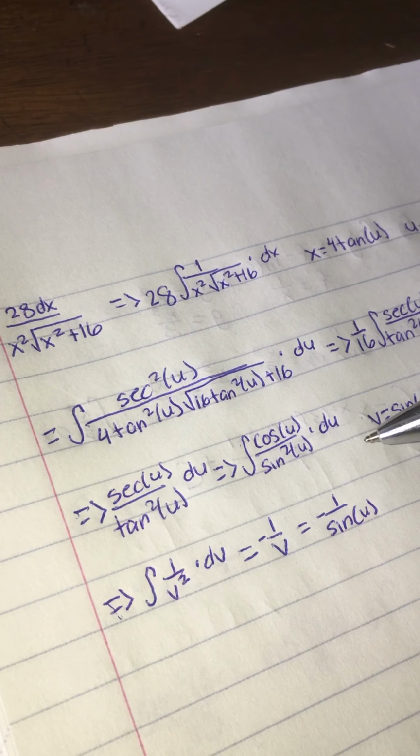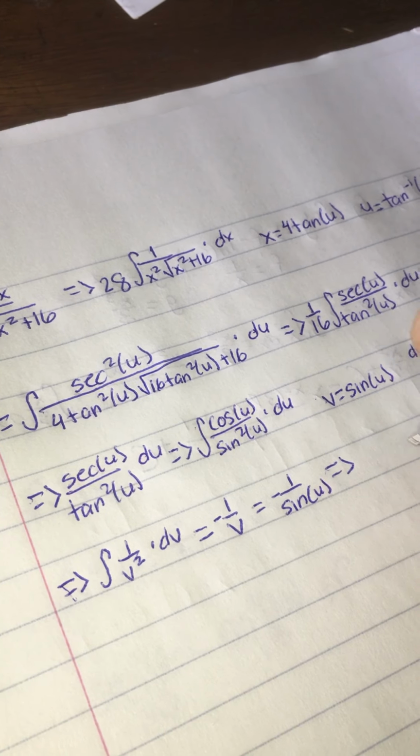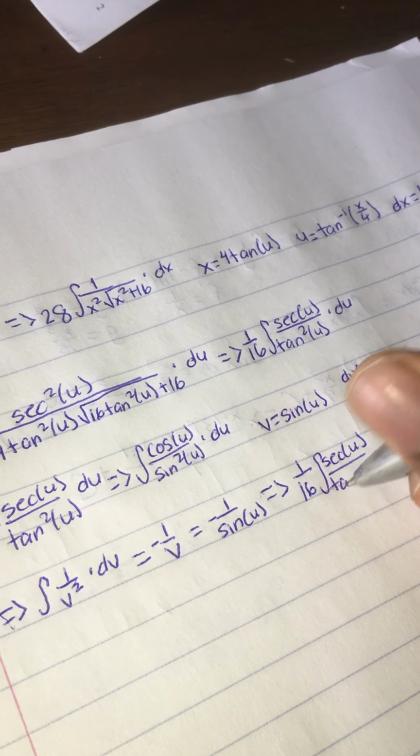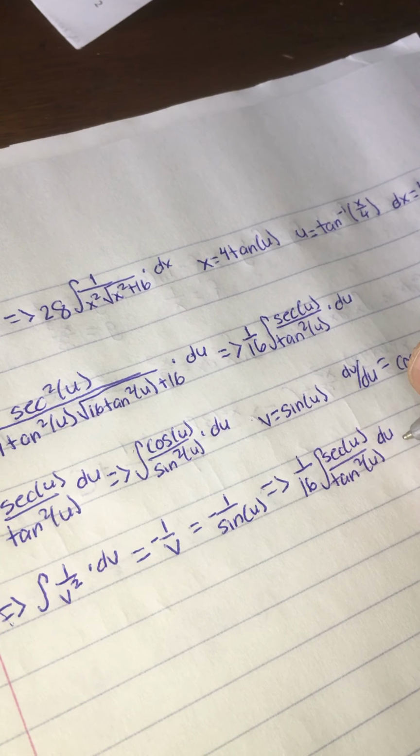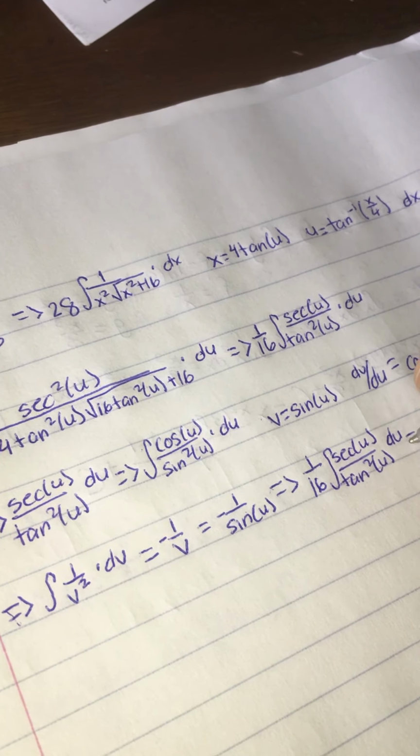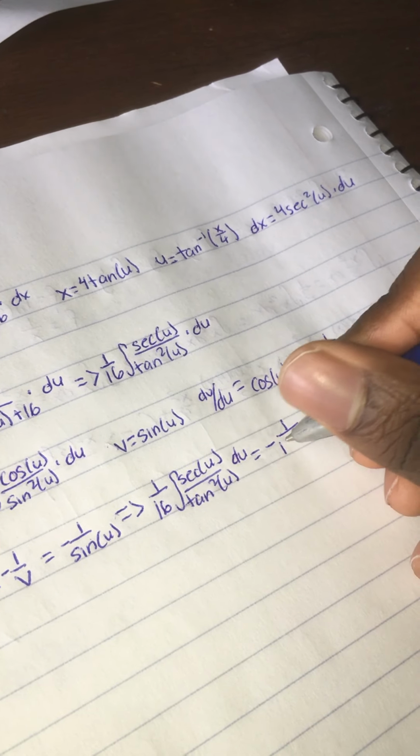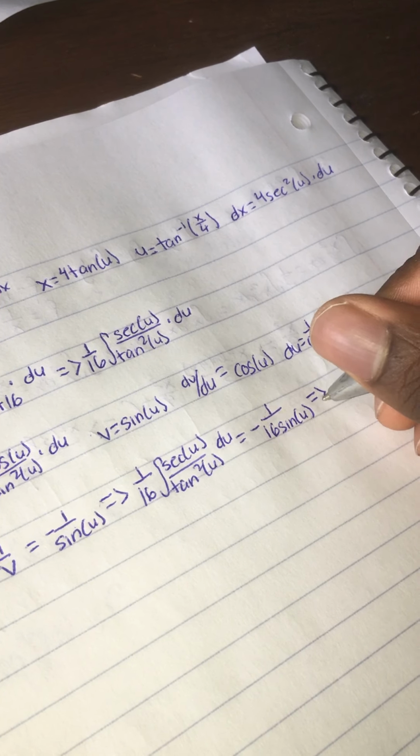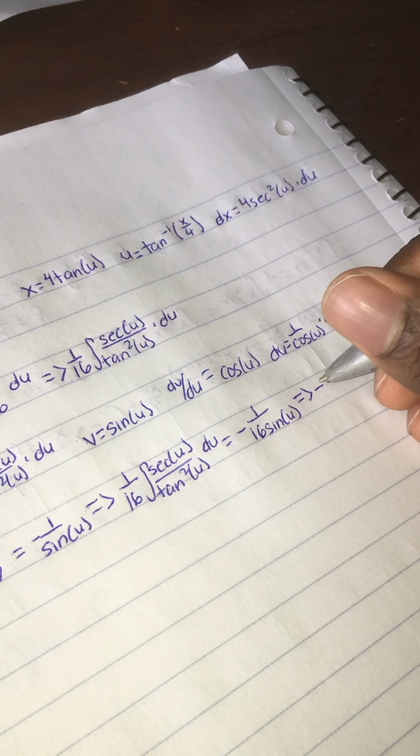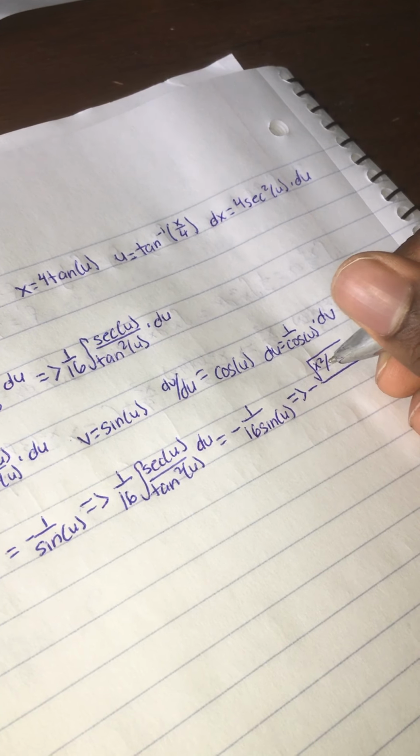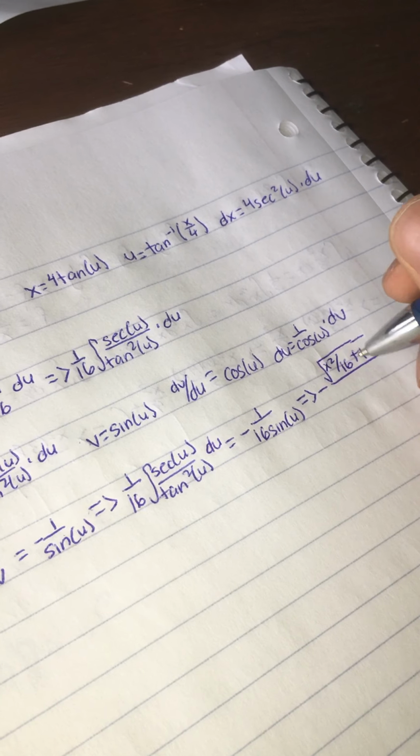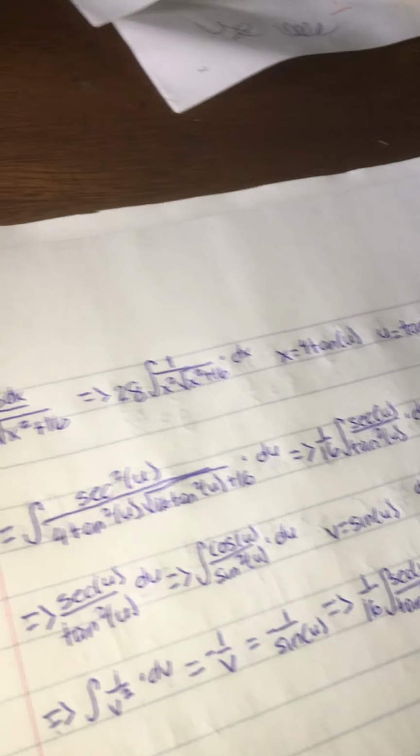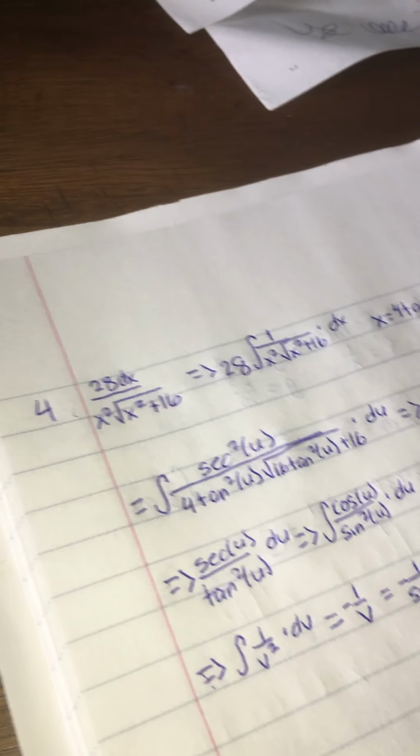Then we can plug it back into this equation right here, which is 1 over 16 times the integral of secant of u over tangent squared of u du. Plugging in, it's going to be negative 1 over 16 sine of u. We can simplify this: on top you're going to have the square root of x squared over 16 plus 1, and on the bottom you're going to have x over 4. We got this from the original equation up top. So all we're doing now is just plugging it back in here.